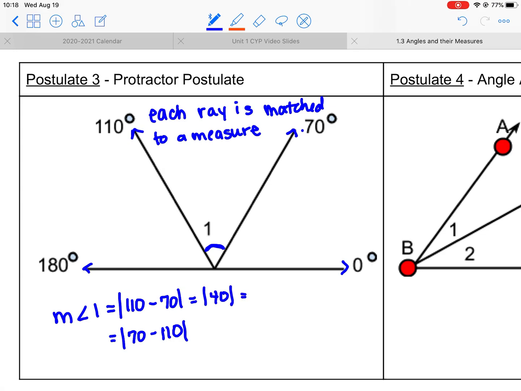And absolute value is the distance from 0. So the absolute value of 40 is 40. The absolute value of negative 40 is also 40 because negative 40 is also 40 units away from 0. So no matter which way you subtract, as long as you're using absolute value, that will be the measure of the angle. So the measure of angle 1, and since I'm using measure, I'm going to say equals, and that's going to be equal to 40 degrees.